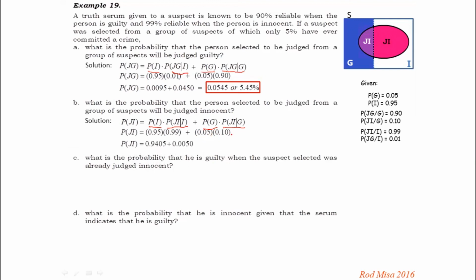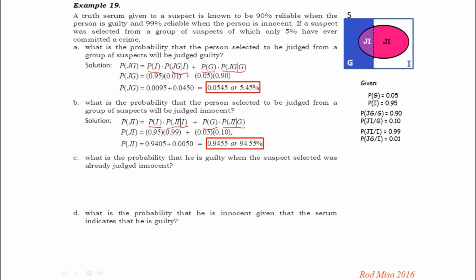So multiplying 0.95 by 0.99, the product is 0.9405. And this will be added to the product of 0.05 and 0.10, which is 0.0050. So adding these two decimals, we have 0.9455, or in percentage, this is 94.55%. So we say that there is a probability of 94.55% of judging the suspect as innocent. And this is represented in the red oval in the Venn diagram.